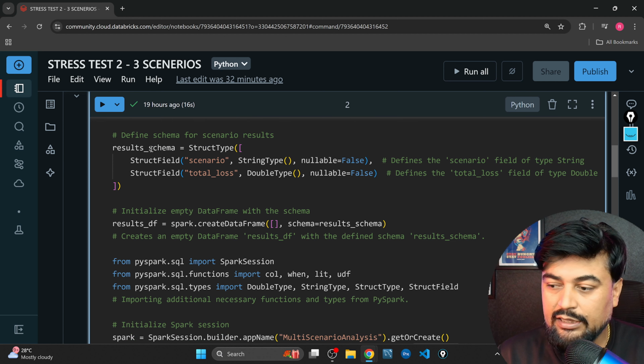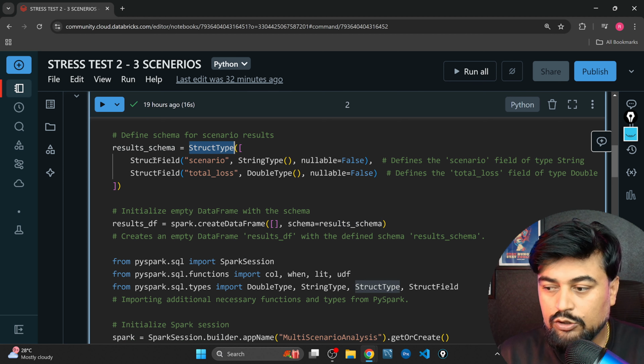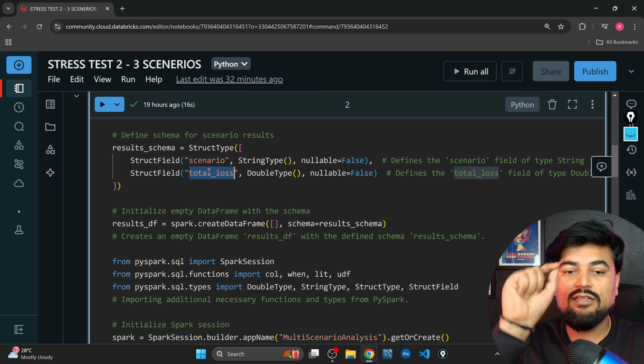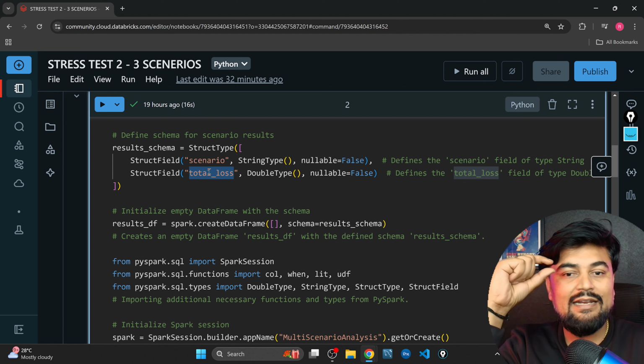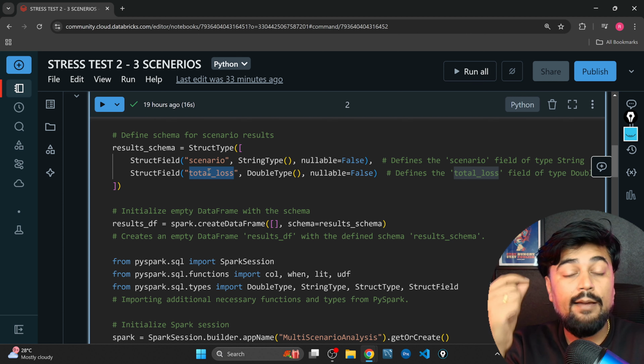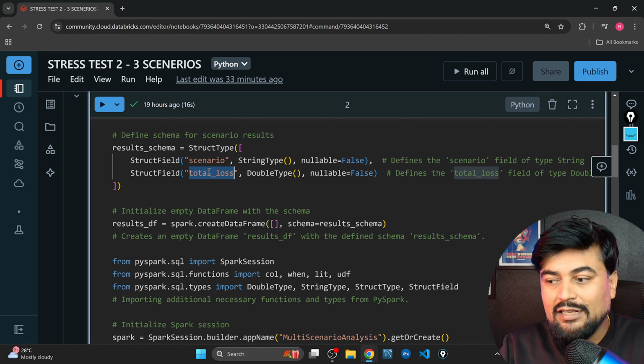So this is the whole syntax. You're defining a variable and then the StructType. The fields will be scenario and total loss. So in the output, you will see one scenario, whether that is baseline, adverse or extreme, and then the total loss in that particular scenario, which will tell the bank what your total loss will be if you follow this scenario. So that's very easy.